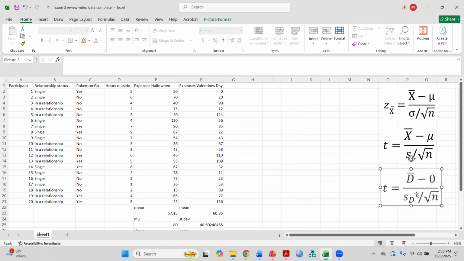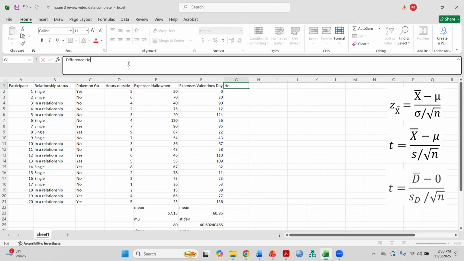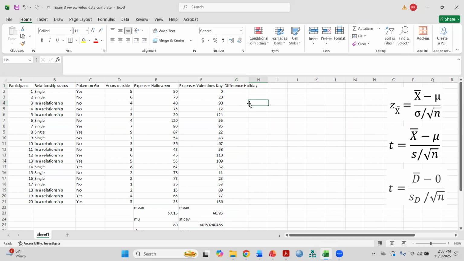But what we need to do is actually find the difference scores and take the mean of that. So we're not actually that interested in all of the stuff that we've already calculated. We're going to have to create a new column of data that is the difference scores, okay? You could name it anything that helps you remember what this is for specifically, because you might have tons and tons of variables, and you want to know that this is the difference between Valentine's Day and Halloween, for instance. So we could call it the difference holiday or whatever you want to call it.